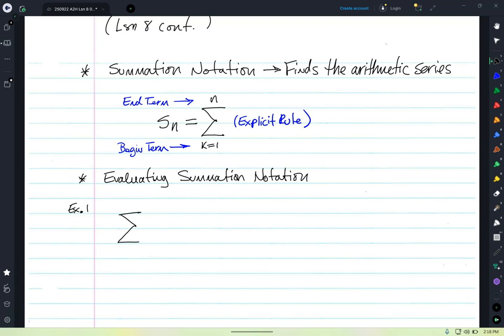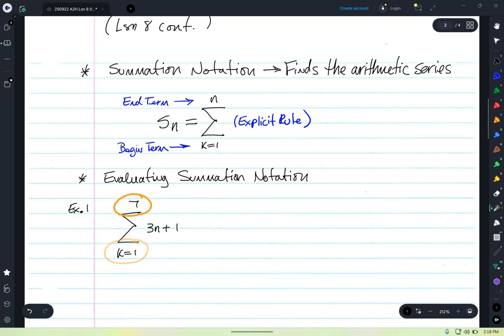So when I draw the sigma, I'm going to say, hey, I want you to find the arithmetic series of the first 7 terms of the sequence governed by the rule 3n plus 1. Again, I want you to find the arithmetic series for the first 7 terms of the sequence governed by the rule 3n plus 1.